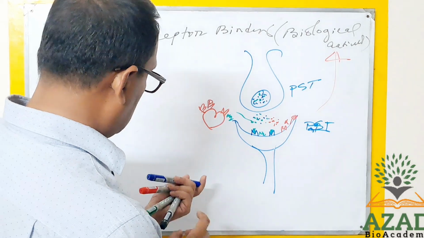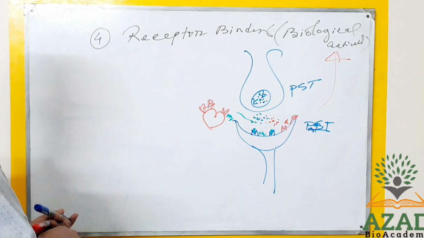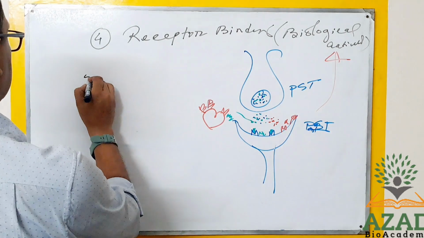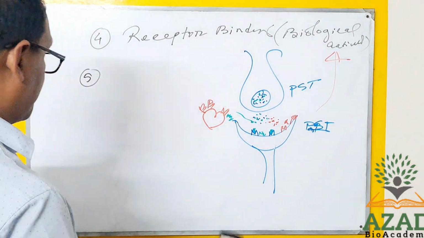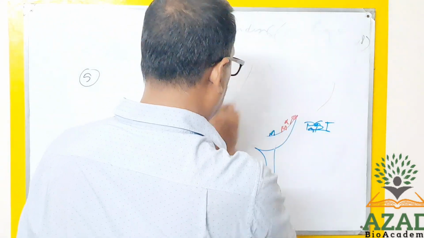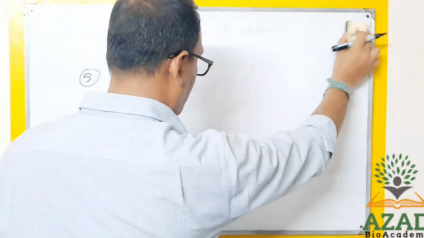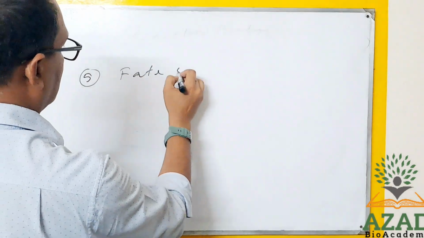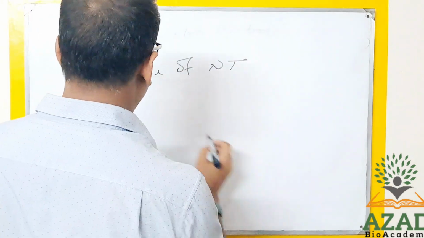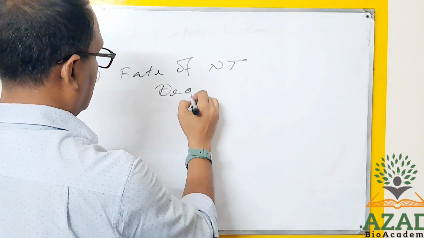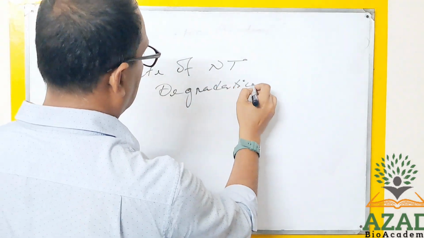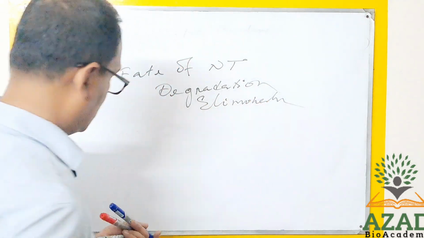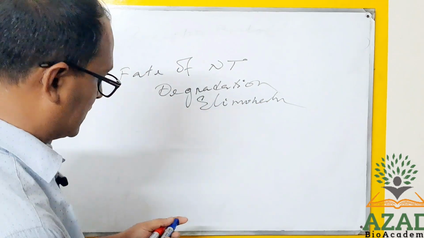Now I will go for the fifth stage, or you can say the last stage. The fifth stage is the degradation or elimination, or you can say the fate of the neurotransmitter. So what will be the main things?